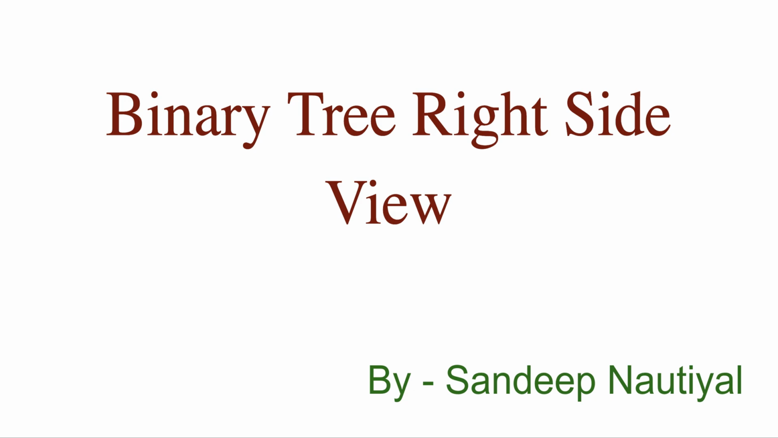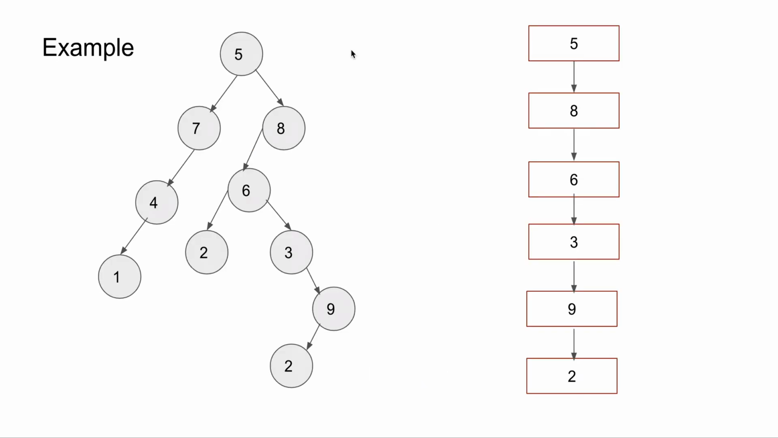The problem that we'll be covering today is binary tree right side view. If we are given a binary tree, we have to return its right side view. Let's understand this problem with the help of an example. Suppose you are given this tree as an input, and we have to return its right side view.